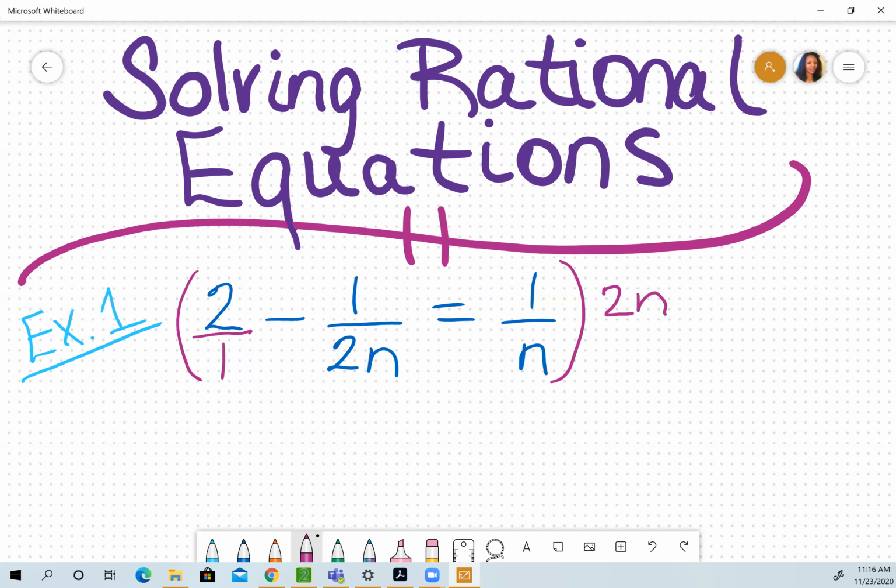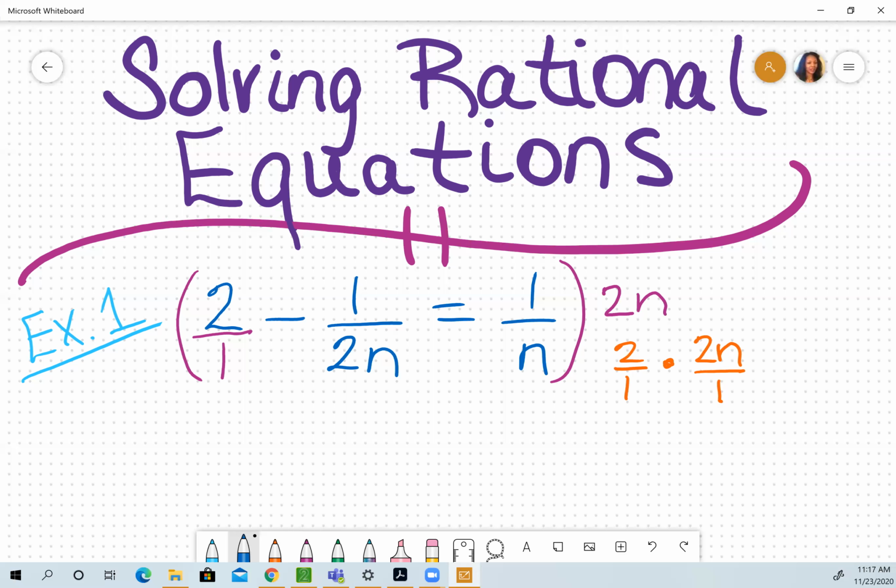So the way that this is going to work is I'm going to take each fraction at a time, so 2 over 1, and I'm going to multiply it times what's on the outside, the common denominator, which is 2n. If it helps you to see it as a fraction, again, place it over 1. So now when you're multiplying fractions, just multiply the numerator as well as the denominator. So 2 times 2n is 4n. 4n divided by 1 is simply 4n.